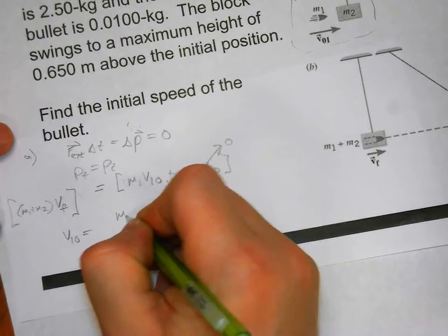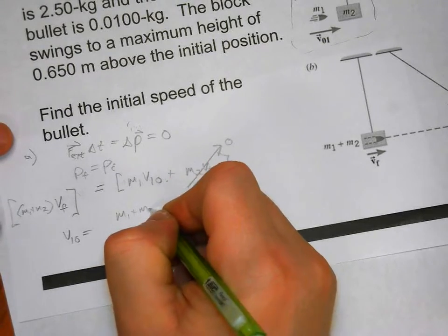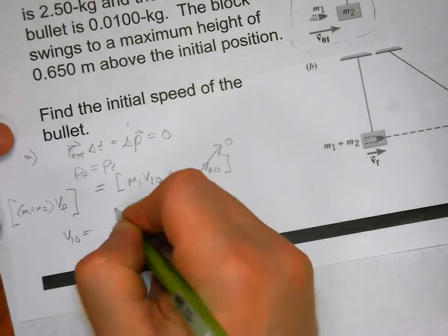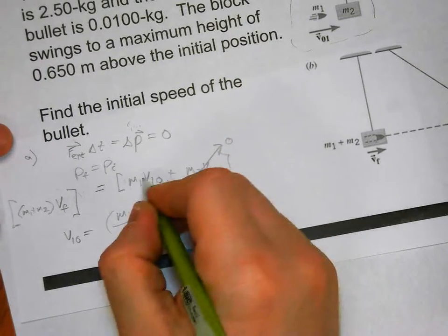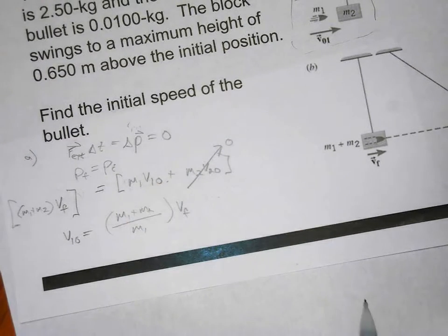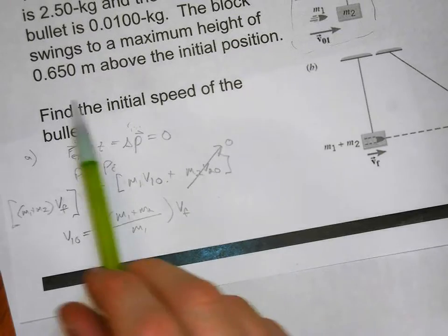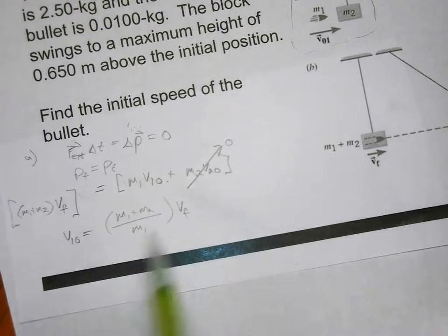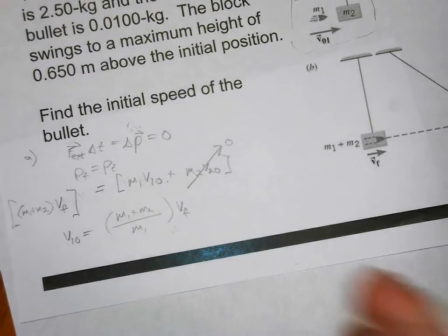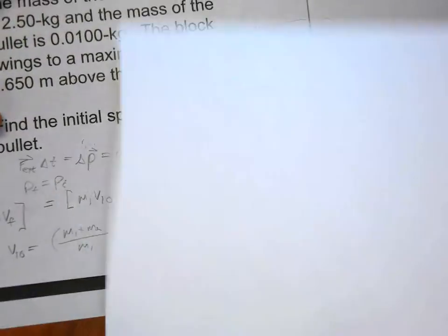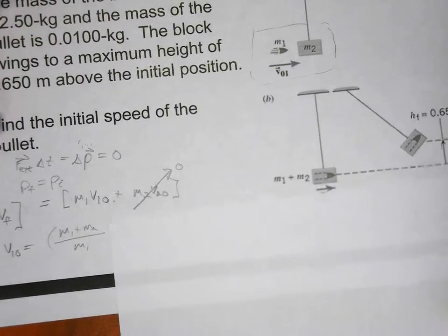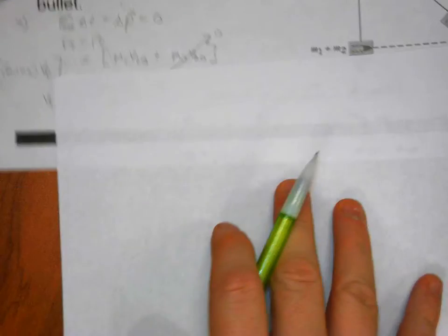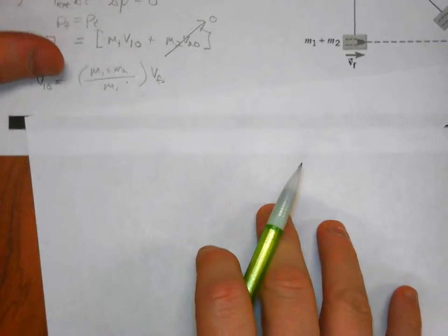V10 equals M1 plus M2 over M1 times Vf. All I did was divide each side of the equation by M1. Okay, so we have the mass of the block, the mass of the bullet, and oh no, we don't have the final velocity. So what are we going to have to do? Well, we're going to have to work the problem from a different angle. Let's see if I can zoom. No, I can't zoom out. Just move it down like this.